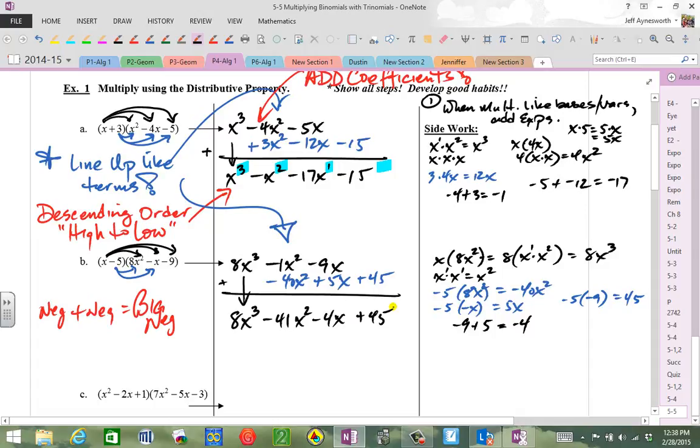And that's how it's done, my friends, okay? You just have to, again, add vertically. Let me write that down too. Add vertically.